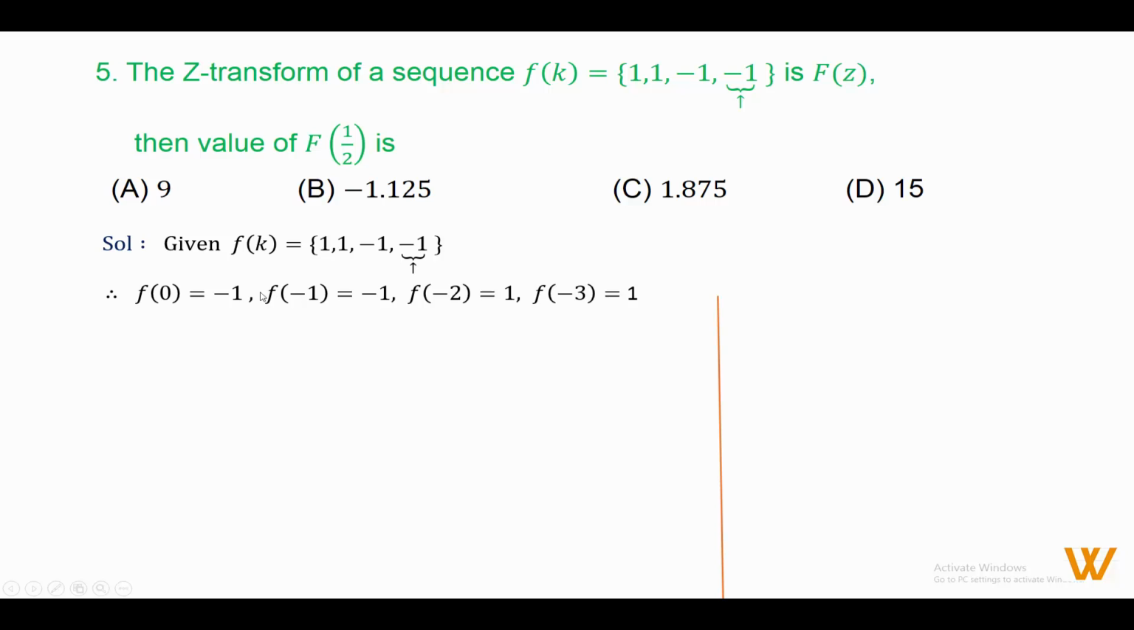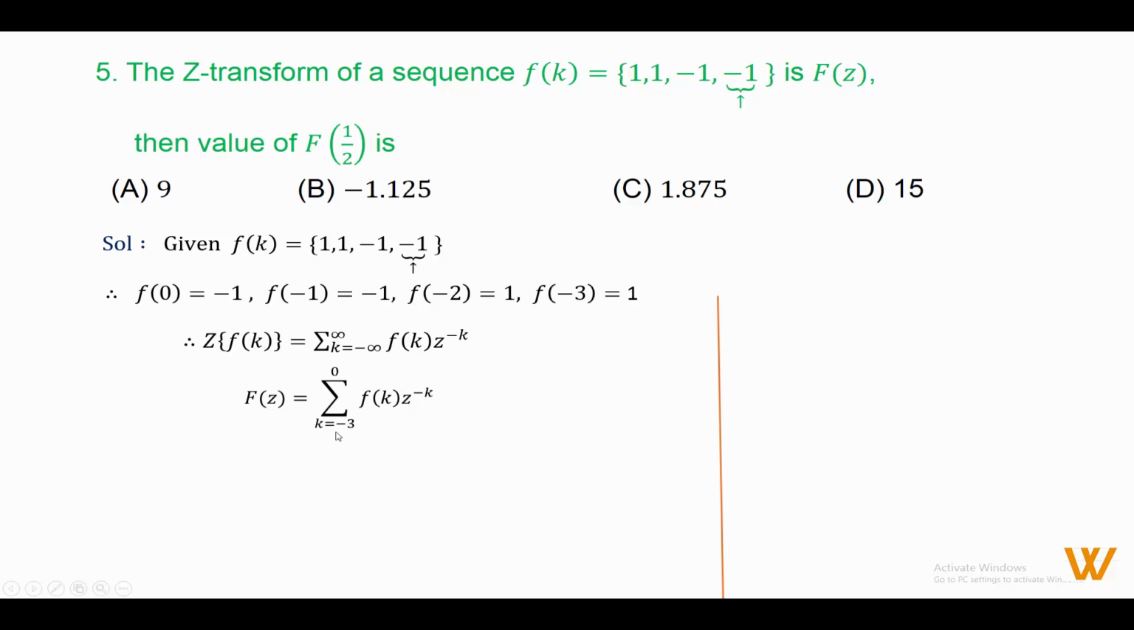F of 0 is minus 1, f of minus 1 is minus 1, f of minus 2 is plus 1, and f of minus 3 equal to plus 1. Therefore Z transform of f of k, we know definition, sigma k varies from minus infinity to plus infinity f of k z raised to minus k. Now here the value of k from minus 3 to 0, so sigma k varies from minus 3 to 0 f of k z raised to minus k. Also given the Z transform of f of k is capital F of z, so put the value of here capital F of z.